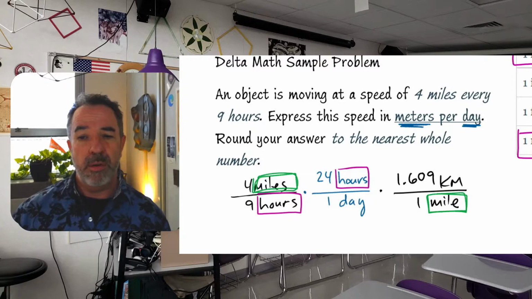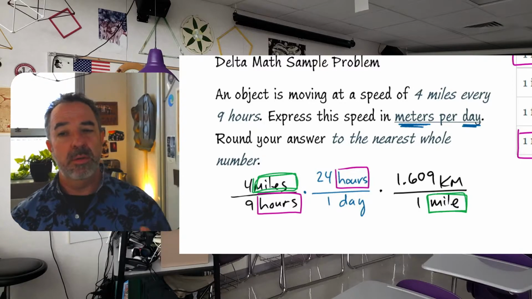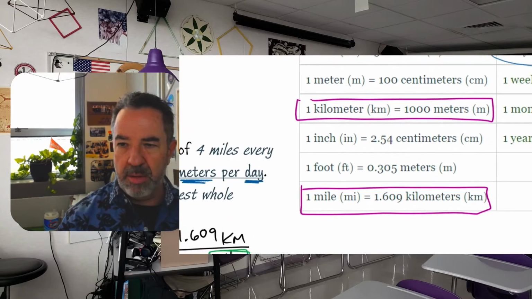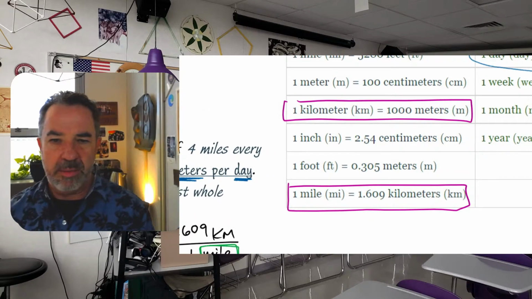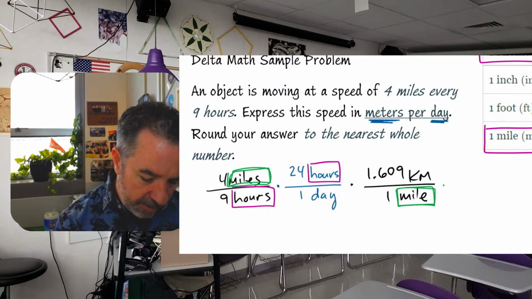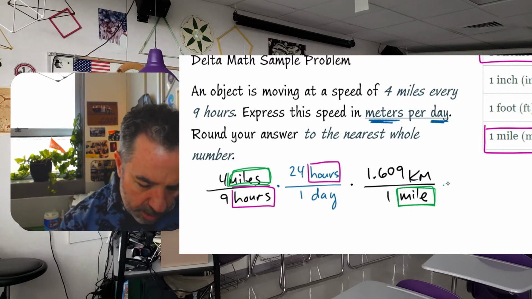I just have to go one more step. I have to move from the kilometers to the meters. That one's a pretty easy one for me. In fact, you can see it right here: a kilometer is the same thing as 1,000 meters. I know these prefixes. So I'll do one more multiplication problem.